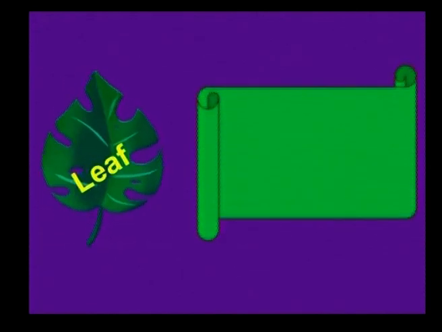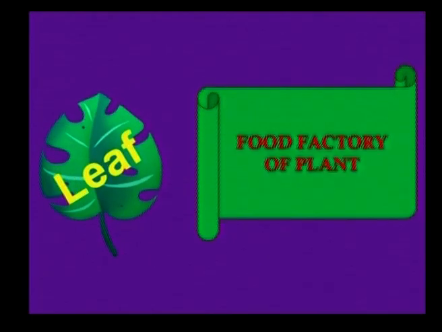Observe the leaf. Leaf is a very important part of the plant. Do you know why? Because food is prepared in the leaf in the process called photosynthesis. So leaf is called the food factory of the plant.